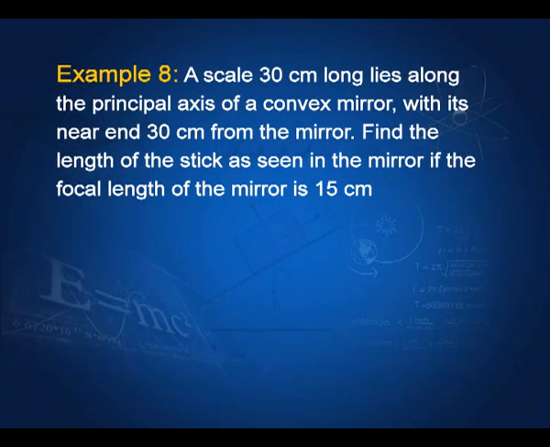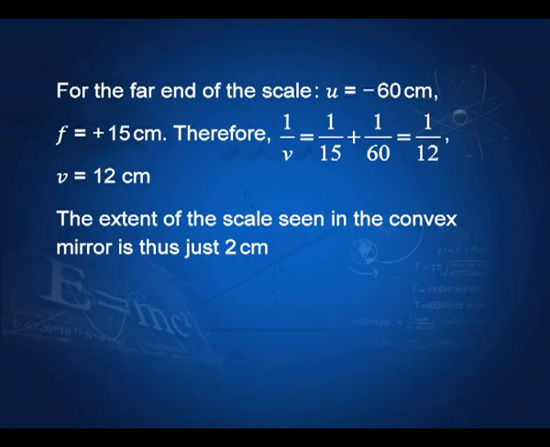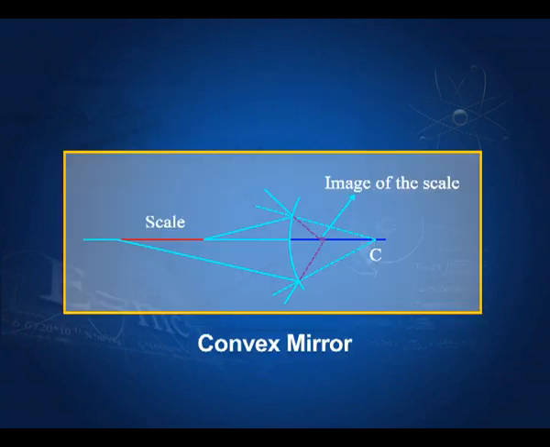And this is another example. You can solve this. I have a scale here 30 centimeters long. So, I form the image of this point, which is here, then I form the image of this point, which is here. So, this is the virtual image of the scale, just 2 centimeters. This 30 centimeter scale has an image which is only 2 centimeters. So, the image formed by a convex mirror is always smaller in size.